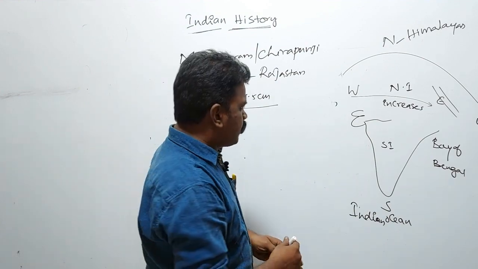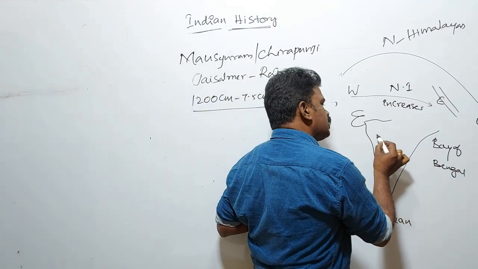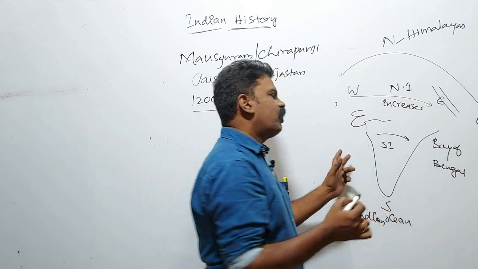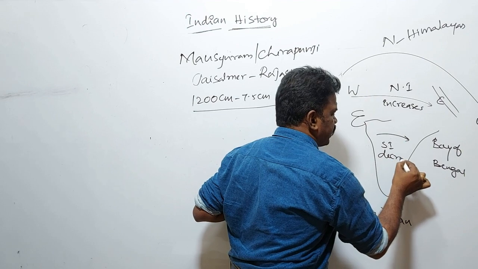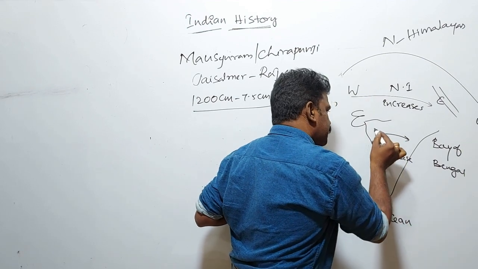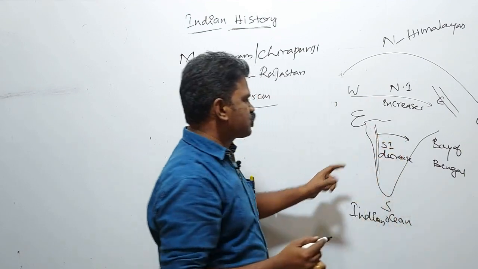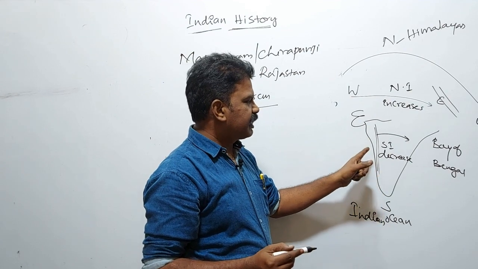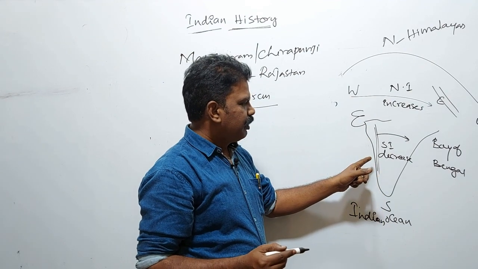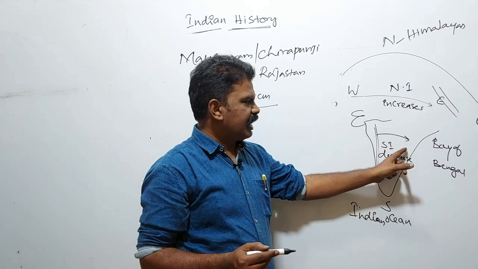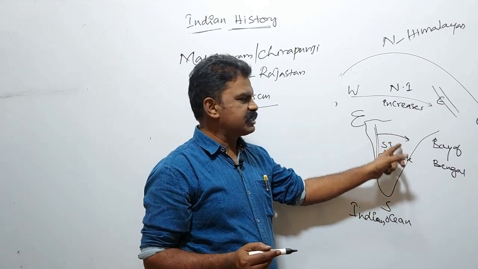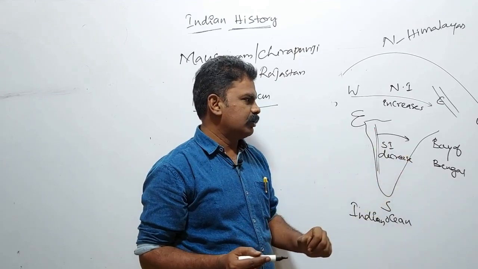Whereas if you come to South India, from west to the east, rainfall decreases. That's why in the western coastal area, you will find evergreen forest. Whereas if you go to eastern India, like Rayalaseema and Telangana, those areas receive very little rainfall.